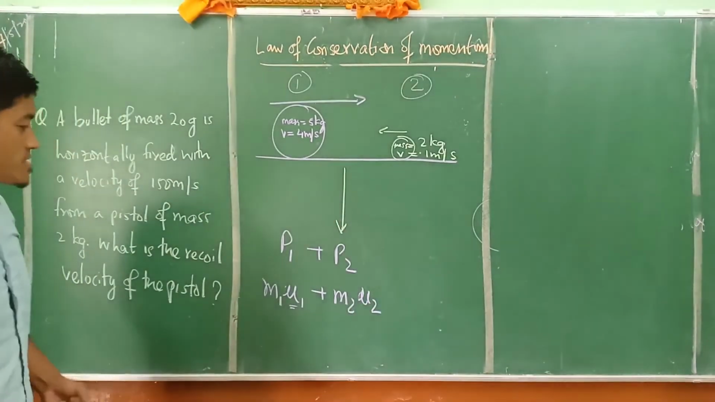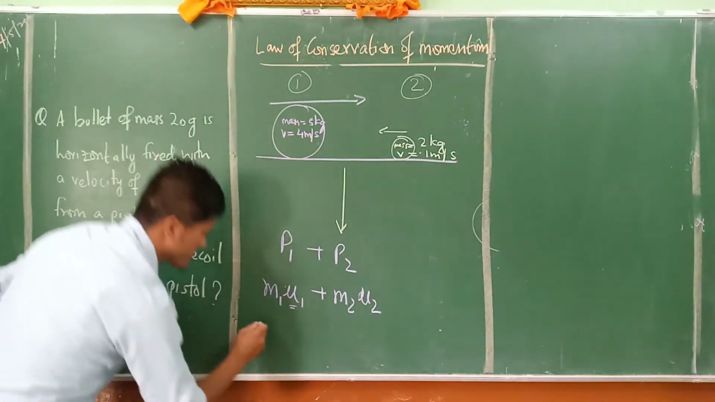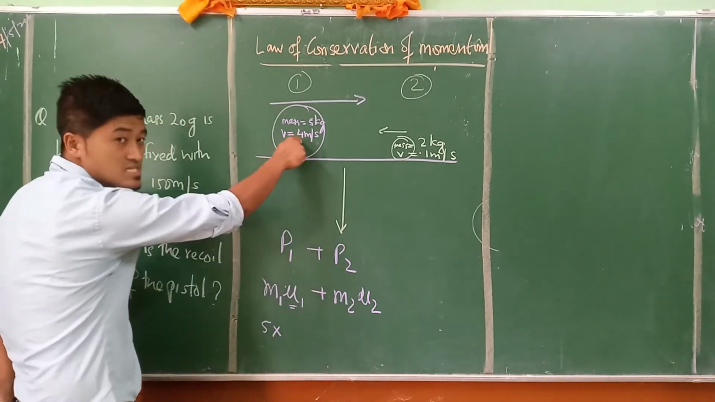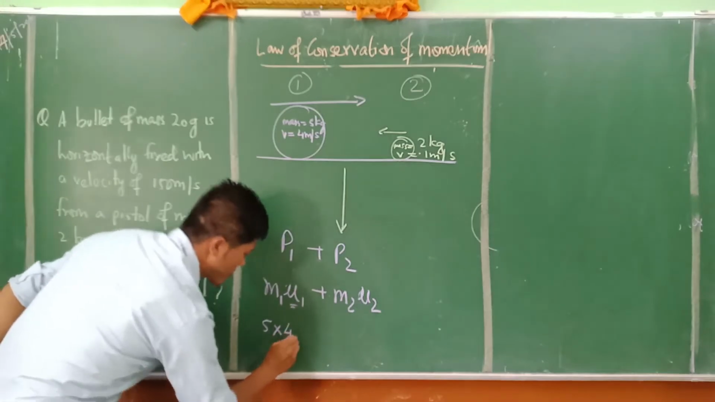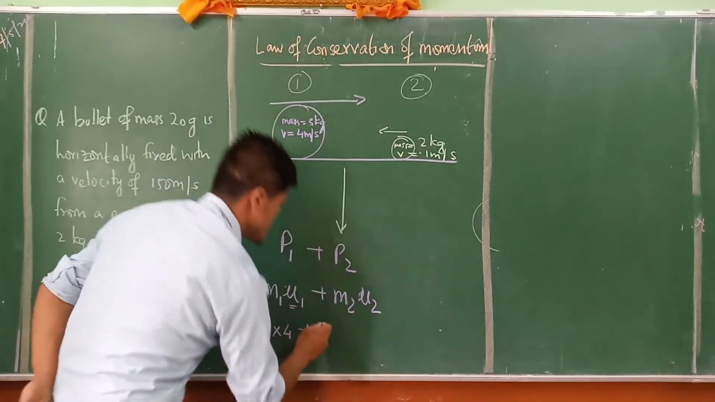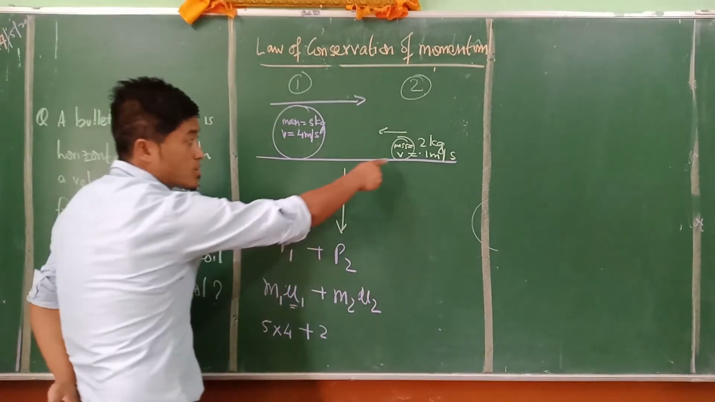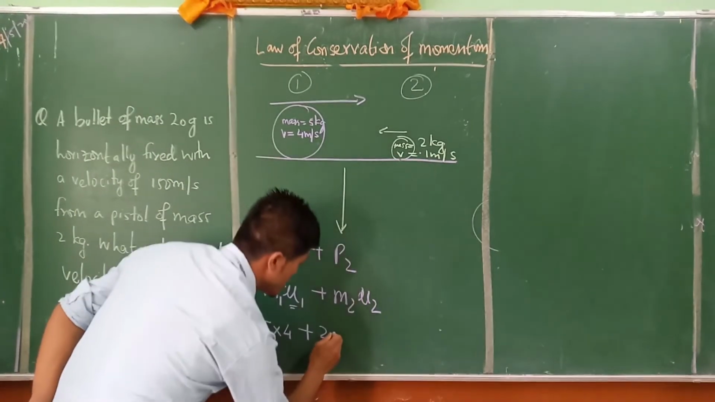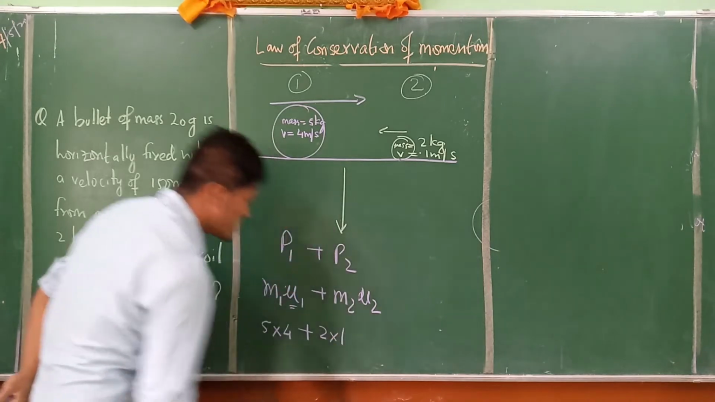So now, what is the M1? It's 5, into. What is the U1? It is 4 meter per second. Plus, what is M2? It is 2. And what is U2? It is 1 meter per second.